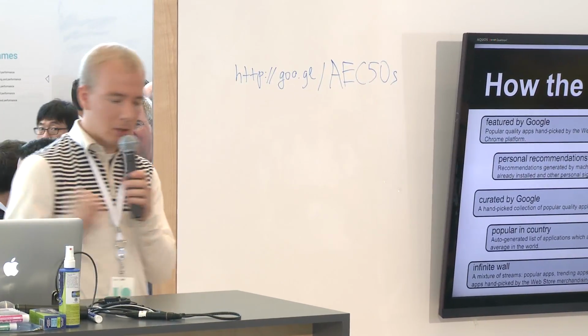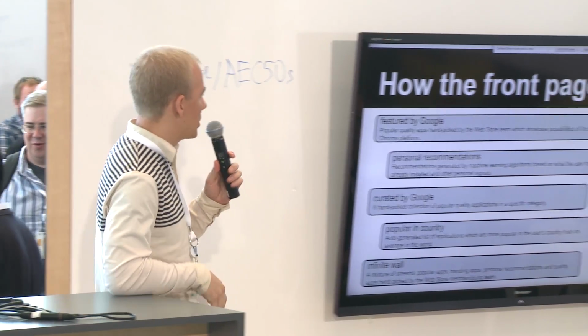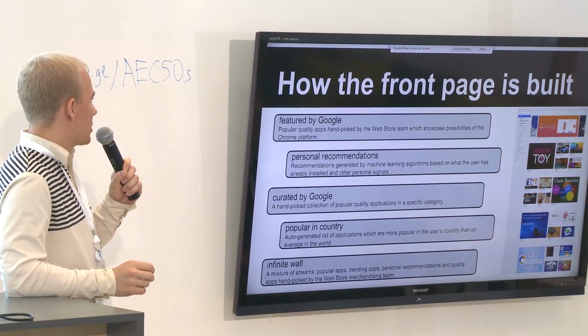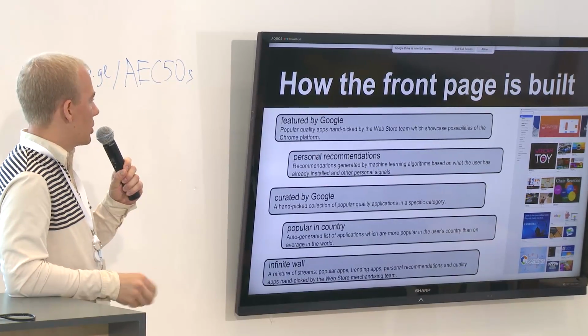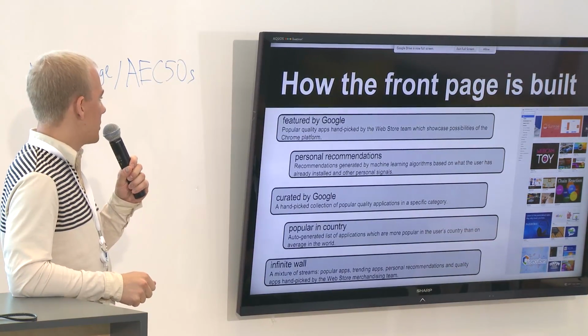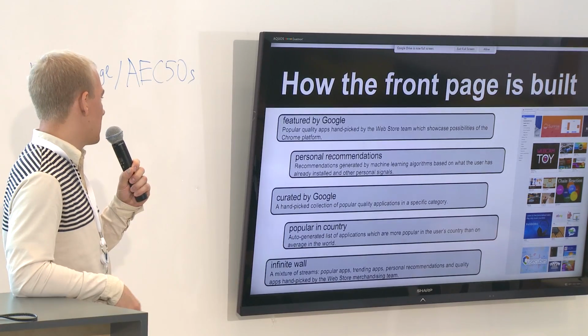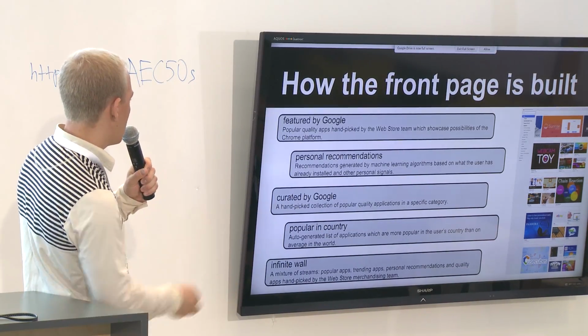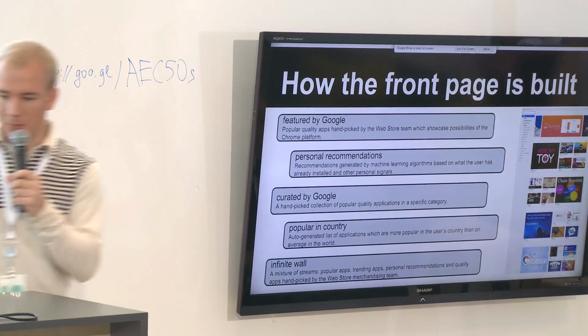We also have some sections generated using machine learning and algorithms. We have a personalized section, which is different for every user. We try to select stuff which is most relevant to the particular user. And we also have just popular things. And then we have this infinite wall at the bottom of the homepage, which is a mixture of the various streams that I mentioned above.